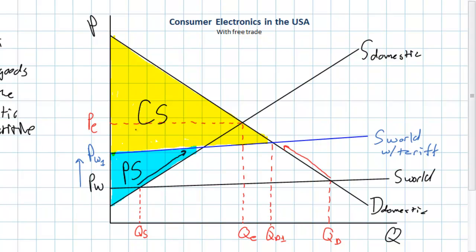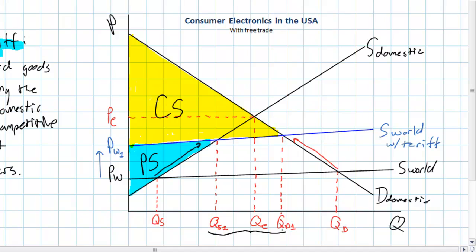But we're not quite done. We have to show also that the domestic quantity supplied is increased to QS1, leaving less electronic imports left over for Chinese manufacturers. Since domestic quantity demanded is now QD1 and quantity supplied is QS1, the quantity of imports has fallen.